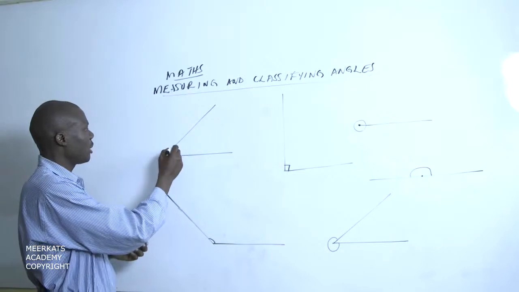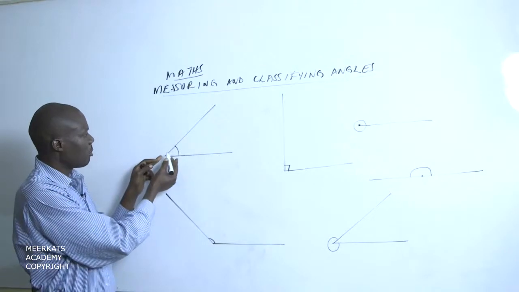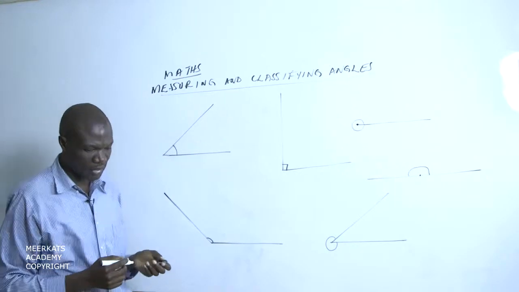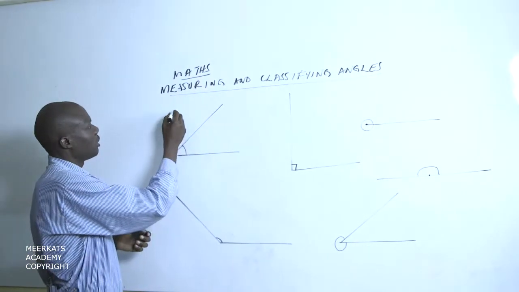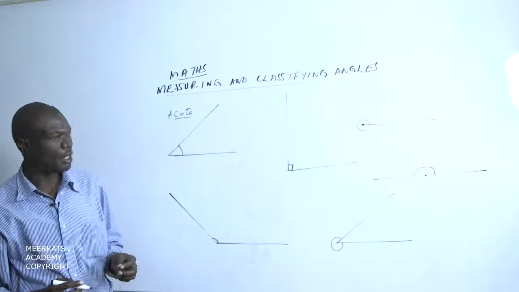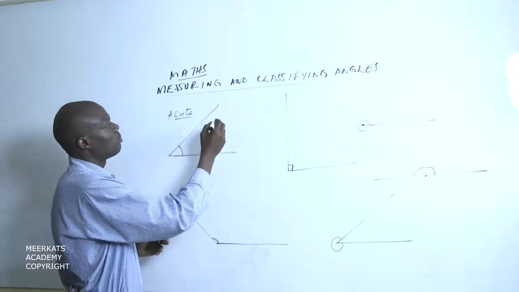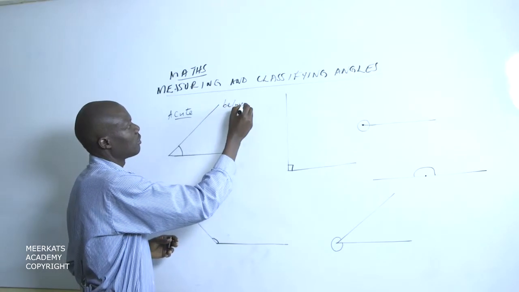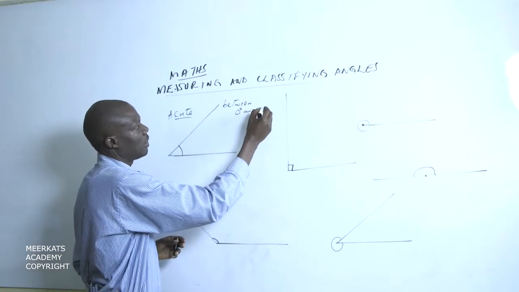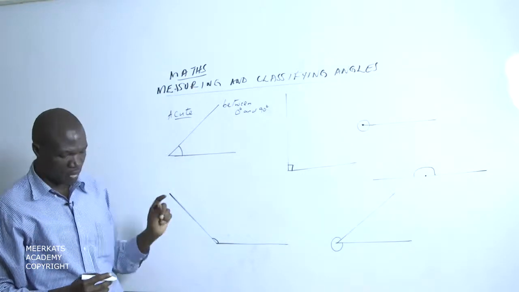Looking at the first one here, we have two arms intersecting, but they are forming a certain angle, and this angle is smaller or less than 90 degrees. This one we refer to as an acute angle. An acute angle is an angle that falls between 0 degrees and 90 degrees. That is what we call an acute angle.